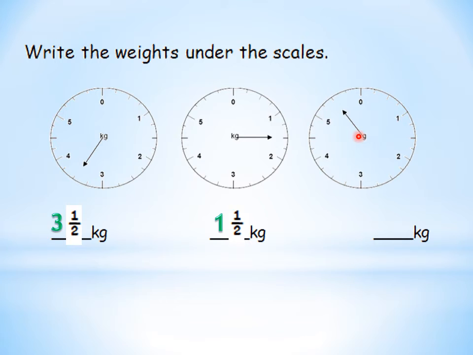The last scale. Where is it pointing to? I reached the 5, 1, 2, 3, 4, 5, and then it's pointing here midway between the 5 and the next number. So it's 5.5. I want to ask you a question. If my arrow is pointing here, midway between the 0 and the 1, what is it? Yes, it's half a kilogram. Half a kilogram, super.